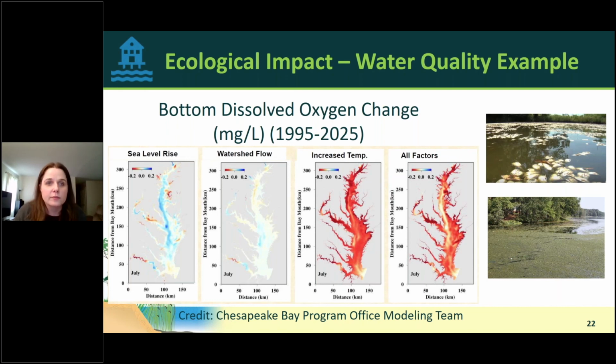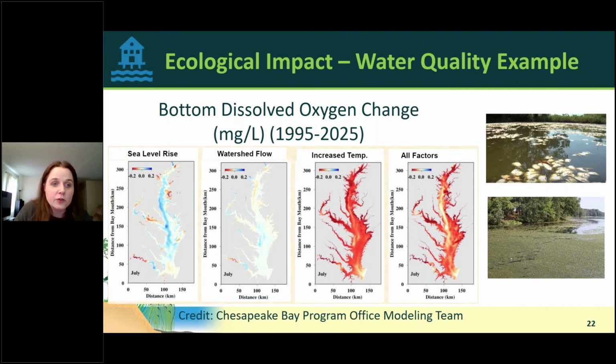So these are an example of an ecological impact. These are analyses that are being done by the Chesapeake Program's office, their modeling team. And they're looking at different factors of climate change. So they're looking at sea level rise, watershed flow, so that's from the precipitation, higher precipitation events can adjust watershed flow, and increased temperatures. And it was really interesting what their analysis showed with bottom dissolved oxygen. So this is a criteria that's very important to monitor, and is one of the parameters we're trying to improve in Chesapeake Bay, because dissolved oxygen is very important to the bay, to the aquatic resources that we rely on.